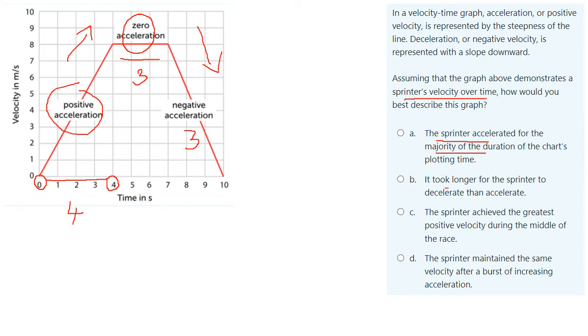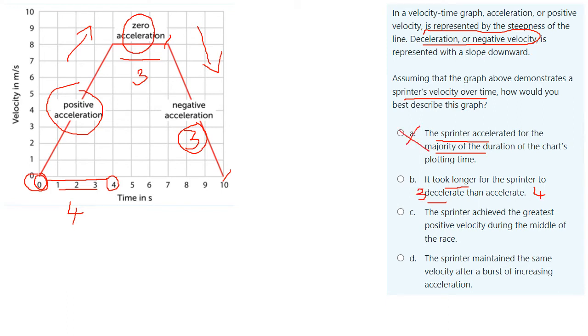It took longer for the sprinter to decelerate than accelerate. Well, decelerate is another way of saying negative velocity. So for the deceleration from 8 to 0 meters per second, it took 3 seconds. The acceleration was from 0 to 4. So the acceleration was 4 seconds, deceleration was 3 seconds. So it did not take longer.